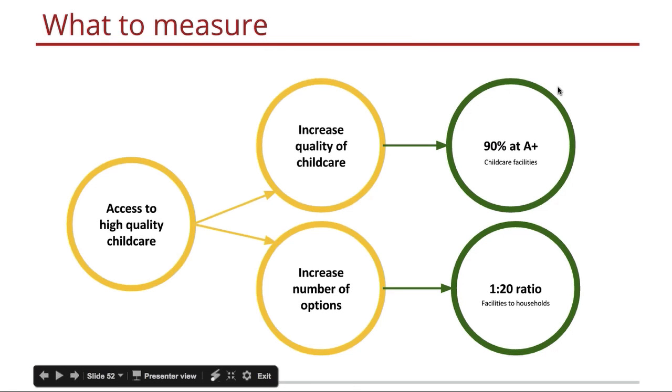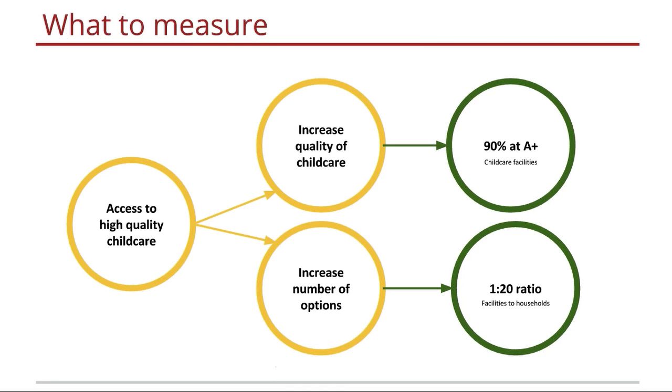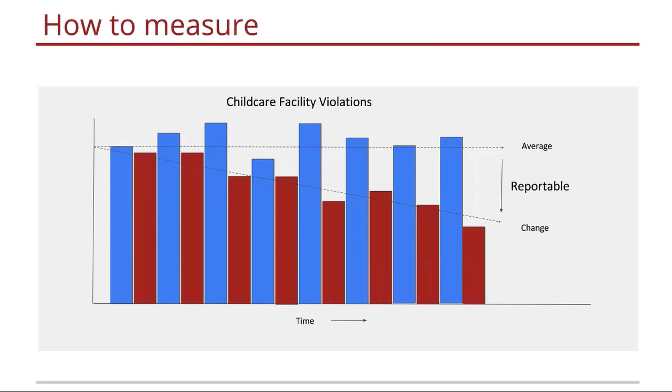Yeah, so you have what we want to measure, the epics over on the side, what our stories are. And then over here, if you think about it, that's like our cheat sheet. That's actually open data. We want to show, did we increase childcare quality, or did we increase the number of childcare facilities that were available to people within the community? I'll give you an example.